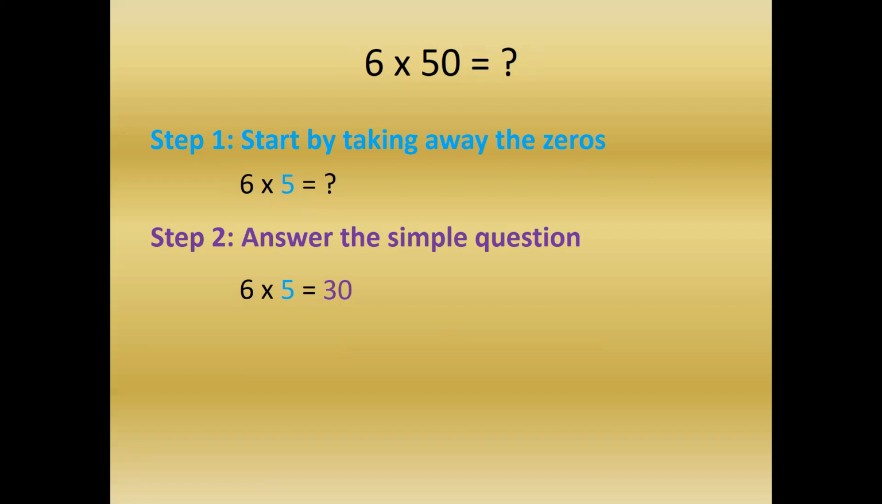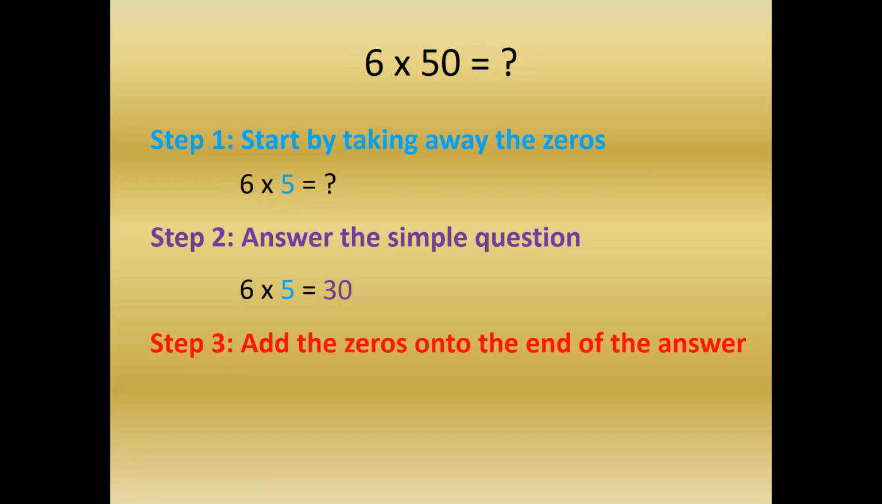And then we have step number 3, the last step. Add the zeros onto the end of the answer. So how many zeros did we take away? We only took away 1 zero. So we have 6 times 50 is equal to 30 so far, because 30 is our answer to the simple question. Then we have to add on the extra 0. So 6 times 50 is equal to 300.